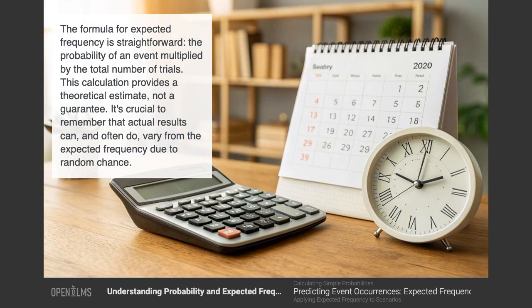The formula for expected frequency is straightforward: the probability of an event multiplied by the total number of trials. This calculation provides a theoretical estimate, not a guarantee. It's crucial to remember that actual results can, and often do, vary from the expected frequency due to random chance.